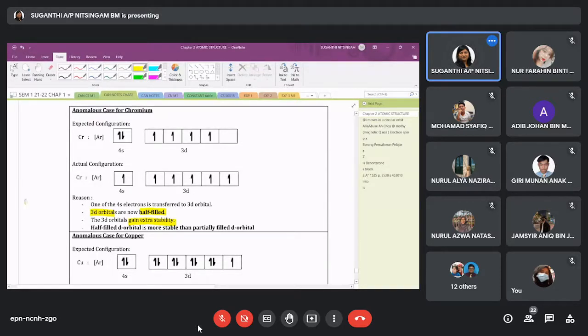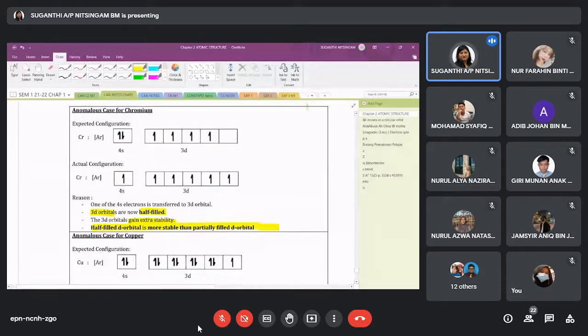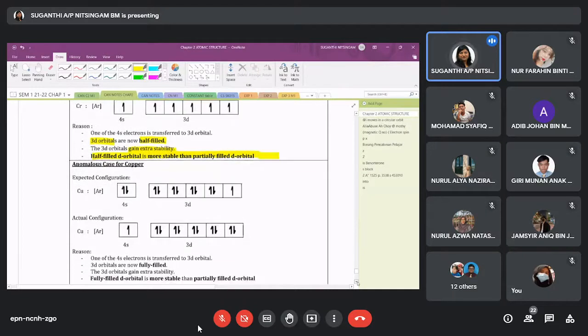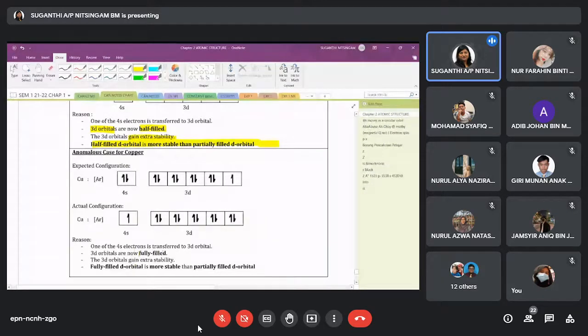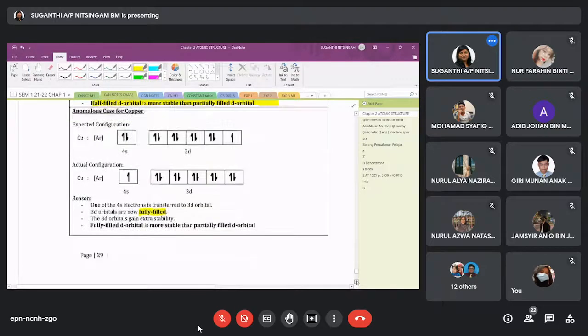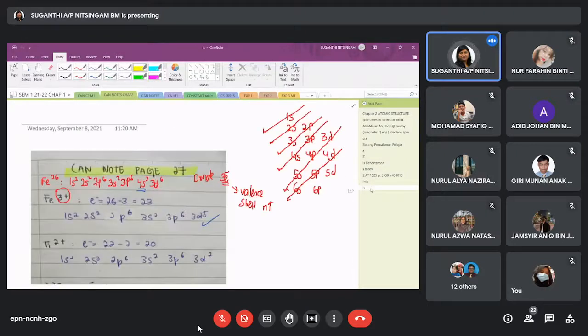Okay. A half filled orbital is more stable than a partially filled one. You must remember this. It is the same for copper too. When it comes to this, one of the 4S is transferred to 3D because now 3D is fully filled. If it is fully filled, it gains extra stability. It becomes more stable. Can? Okay, now let's look at Jamshir's answer.